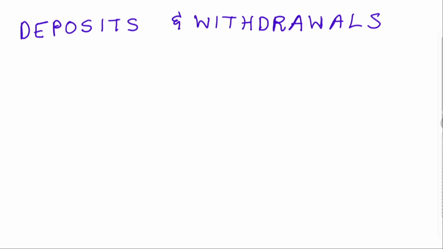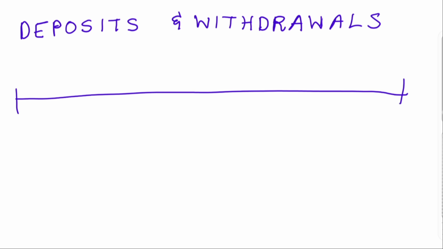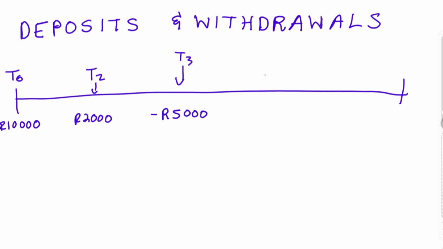And then we have cases where we talk about deposits and withdrawals. Let's say, for example, I go to the bank and deposit 10,000 rands. And then 2 months after that, I go to the bank again and deposit 2,000 rands. And then 3 months after that, I go to the bank and withdraw 5,000 rands. And then 7 years after the first deposit, I go to the bank and deposit 1,000 rands.